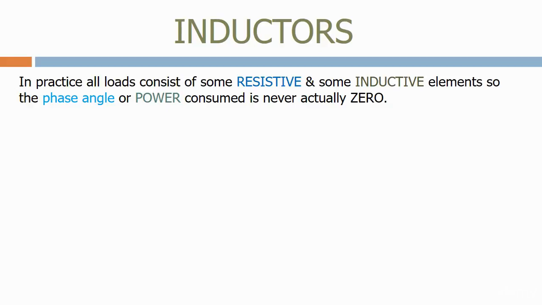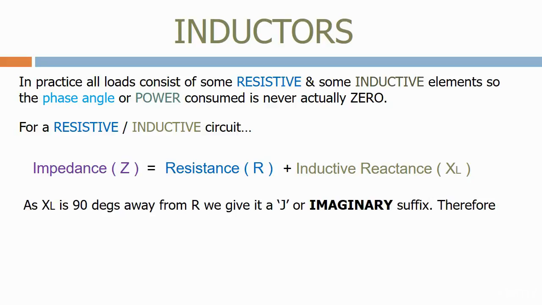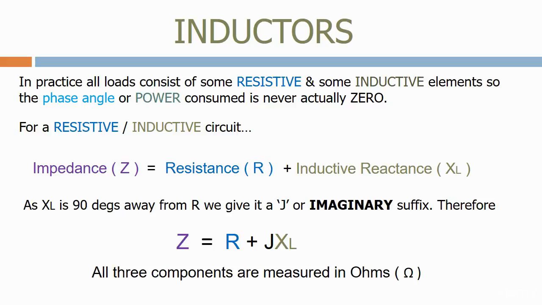In practice, all loads consist of some resistive and some inductive elements, so the phase angle or power consumed is never actually 0. For the resistive inductive circuit, the impedance Z equals resistance R plus the inductive reactance XL. As XL is 90 degrees away from R, we give it a J or imaginary suffix. Therefore, Z equals R plus jXL. All three components are measured in ohms.